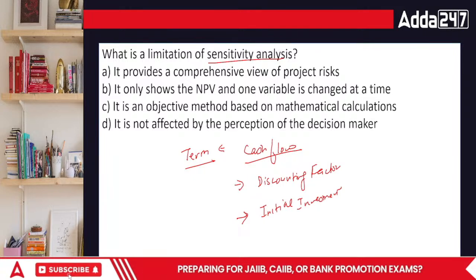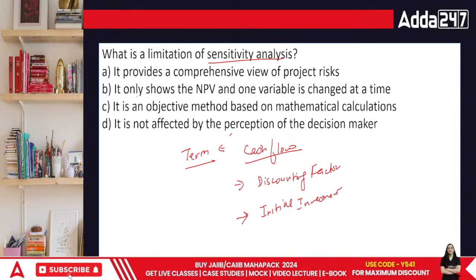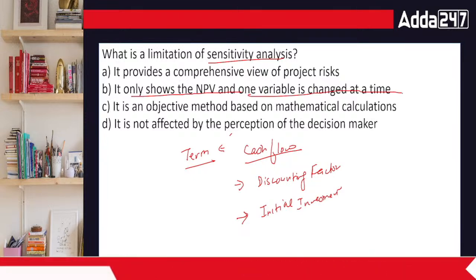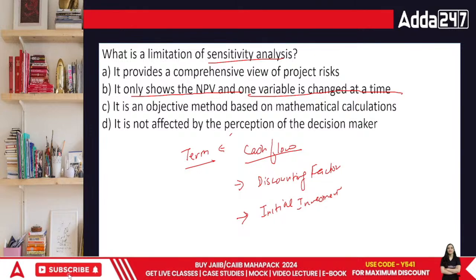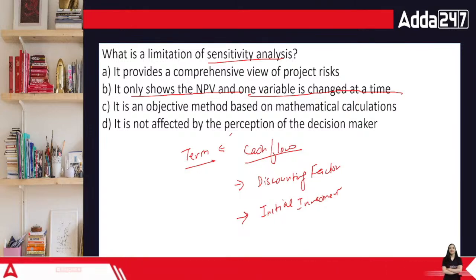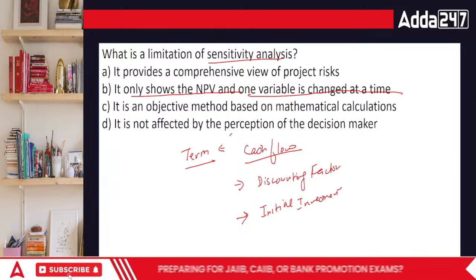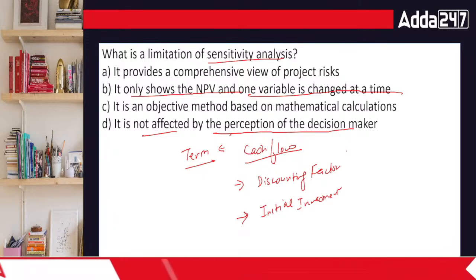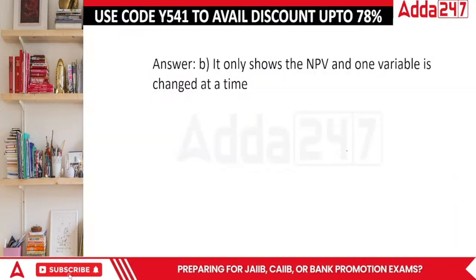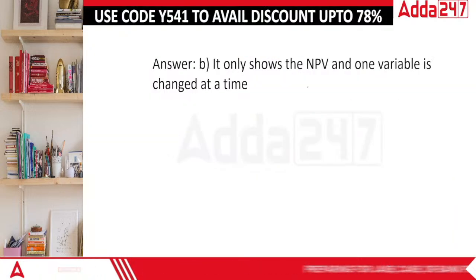So in this case, it provides a comprehensive view of the project risk. It only shows NPV and one variable in the change. Then comes, it is an objective method based on mathematical calculation. And then it is not affected by the perception of the decision maker. The answer to this question would be, it only shows NPV and one variable at a time.